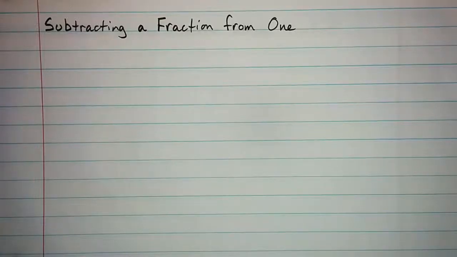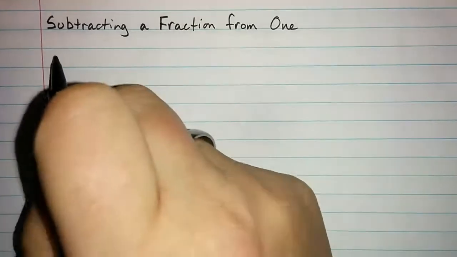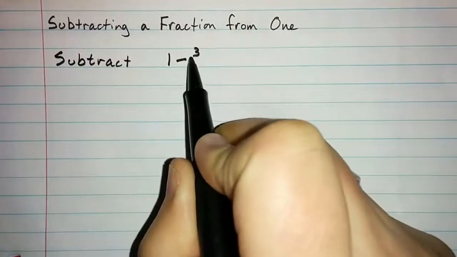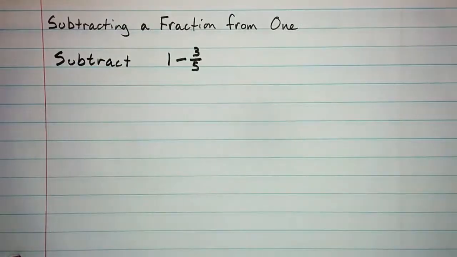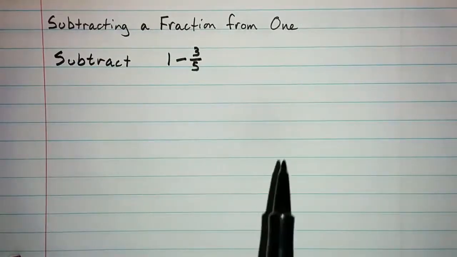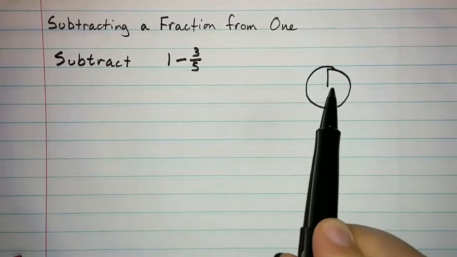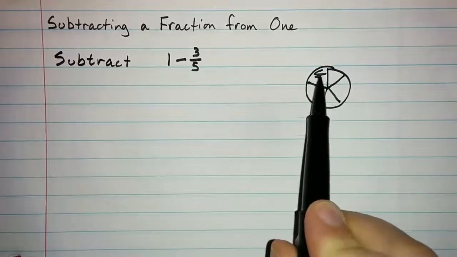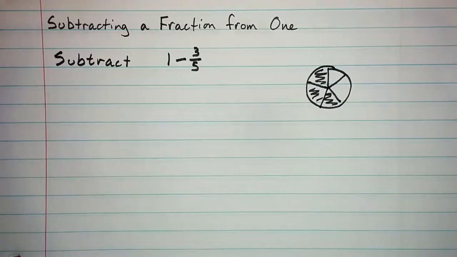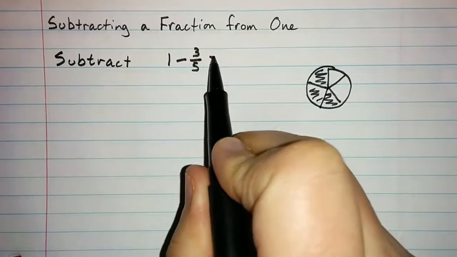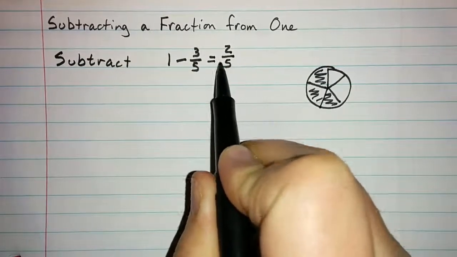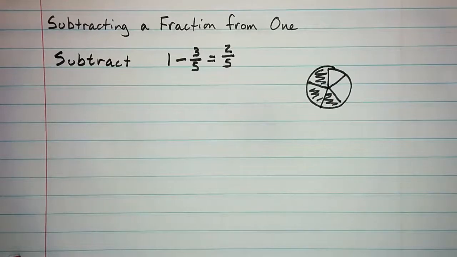It will often be useful to us to consider the difference between some proper fraction and 1. So for example, we may wish to subtract 1 minus 3/5. That is, I'm saying, if I have a whole thing and I cut it into 5 equal parts and take 3 of them, what's left over? Well, looking at this picture, we can easily see what's left over. We can see that 2/5 are left over.